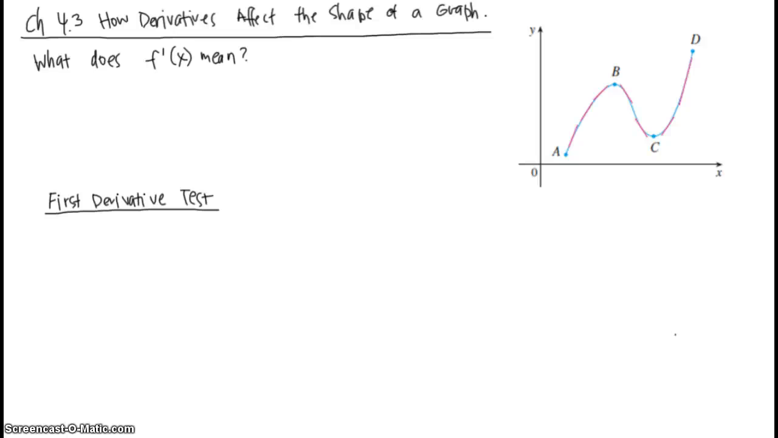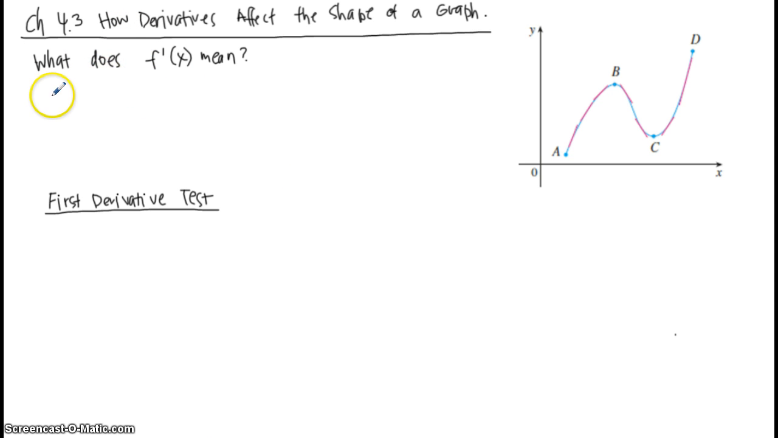Alright, today we're going to be looking at how the derivative affects the shape of a graph. So it's a little more on the conceptual side. Now that we know how to find the derivative, let's go back to what the derivative means. What does that derivative actually mean?